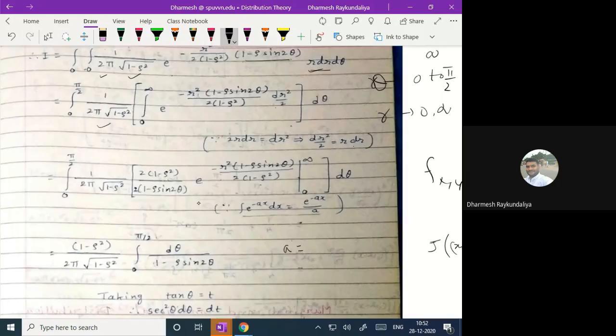If I say that a is equal to 1 minus rho sin 2 theta upon 1 minus rho square, so this is nothing but e raised to minus r square by 2 into a. And if I say it is e raised to minus ax dx, what is the integration? e raised to minus ax upon a. And e raised to minus ax is nothing but this quantity as it is. And divide by a, where a is 1 minus rho sin 2 theta upon 1 minus rho square. So the denominator will come to this, and this part will go up. Let me show you here.